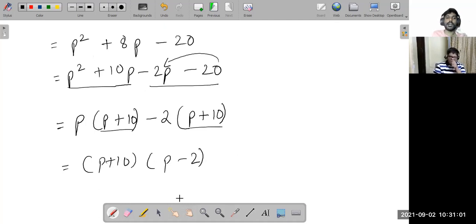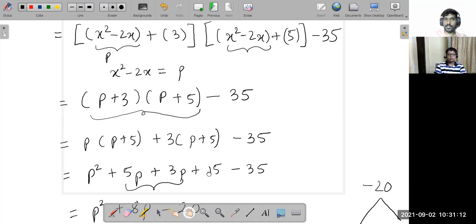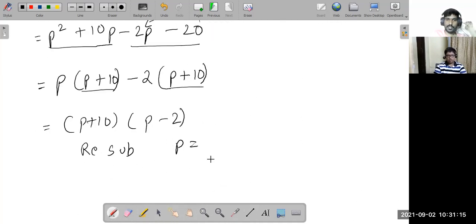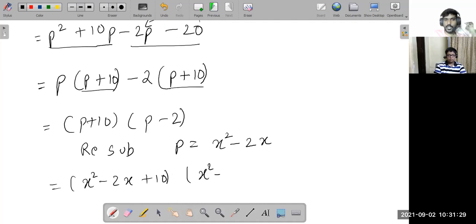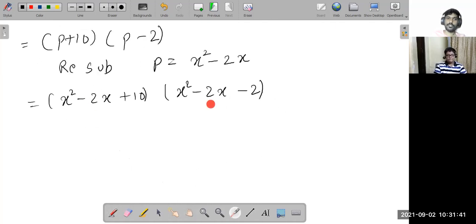Write it once, p plus 10, and here p minus 2. Got it? Yes, sir. Now resubstitution. Okay, what we had substituted p, p was x square minus 2x. So coming back to this, p is x square minus 2x. Do the resubstitution. So x square minus 2x plus 10. And here x square minus 2x minus 2. Got it? And now again we have to solve this and solve this again.